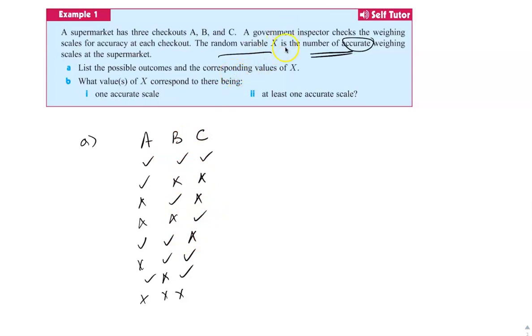So no matter what, X was the number of accurate weighing scales. Again, it's not did it work or not work, it's how many of them did work. So right here, my X values would be 3, 1, 1, 1, 2, 2, 2, and 0. So the possible values of X would be 0, which is none of them work, 1, only 1 works, 2, two work, and 3, all 3 work. That's the answer for A.